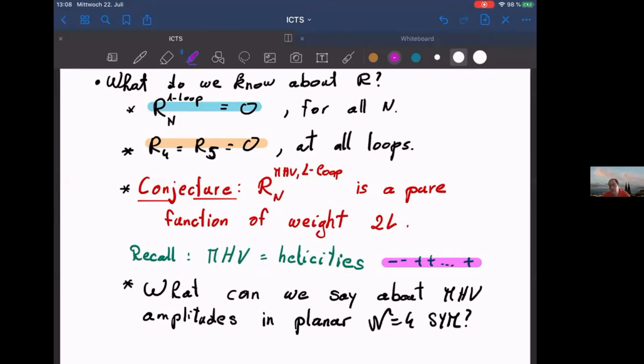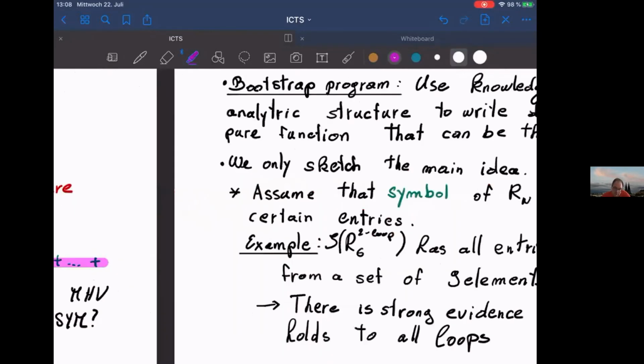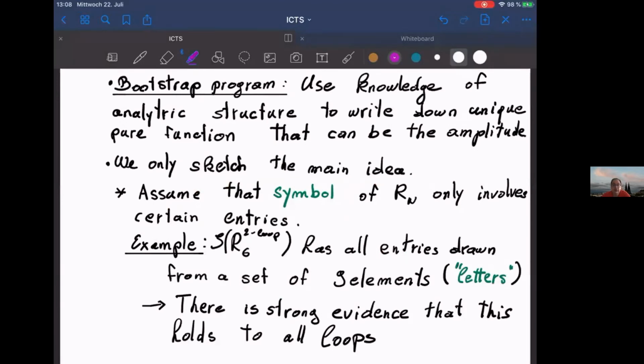Okay, fine. Why do I care? Well, let's combine everything we know. And that is what leads to the Bootstrap program. So, if I say that these MHV amplitudes, these remainders, are pure functions of weight 2L, well, what does it mean? Well, I can now compute a symbol. The symbol of a pure function of weight 2L has 2L entries, right?